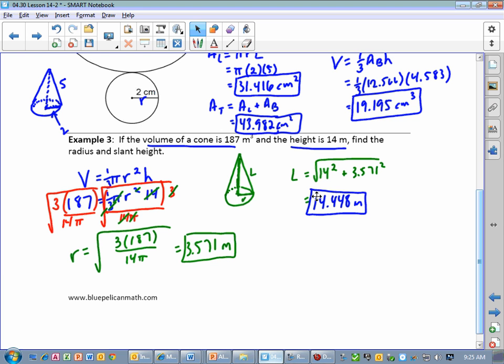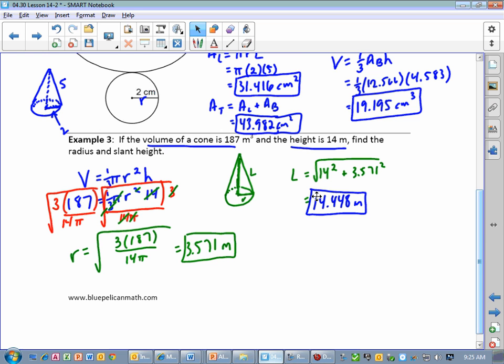Okay, it's not like with pyramids or with prisms where we have to figure out what formula applies for the base. This is always a circle, and so our formulas are just always the same. Okay. Questions or concerns?